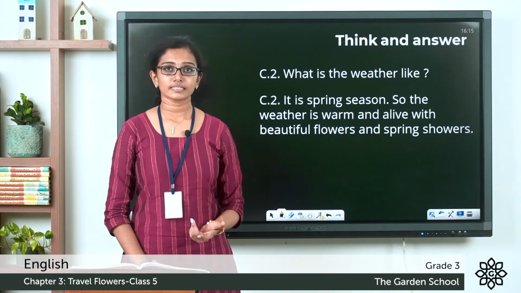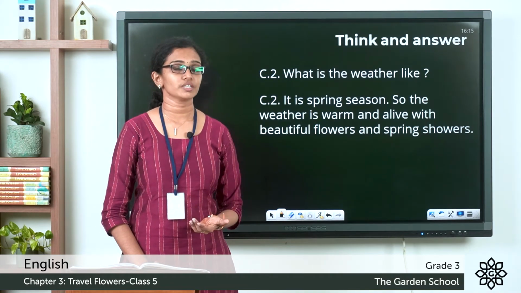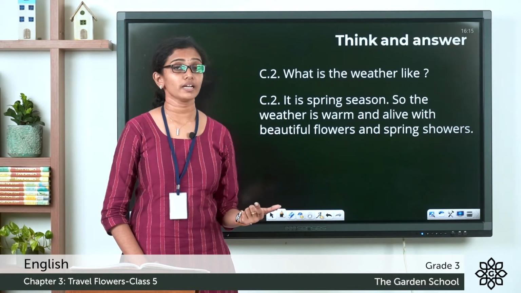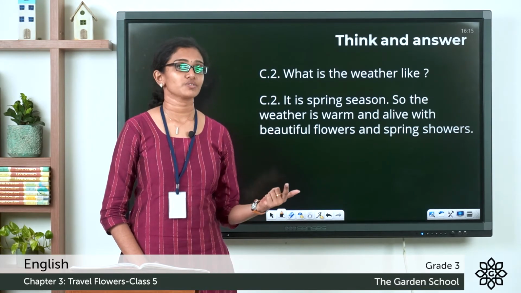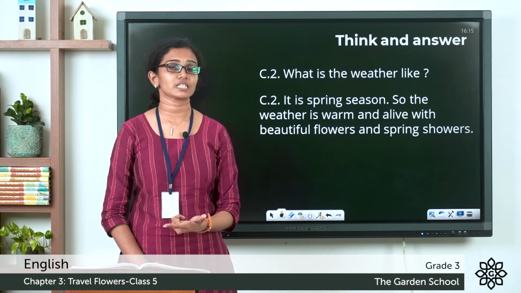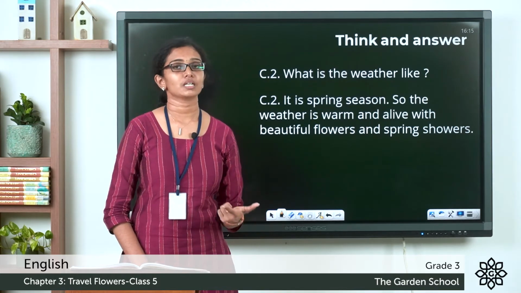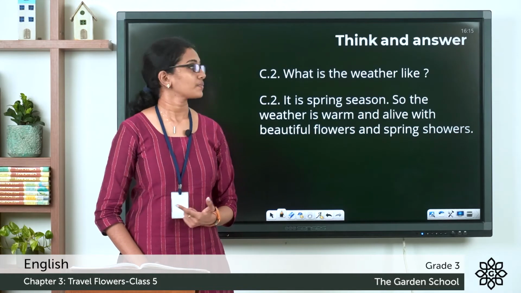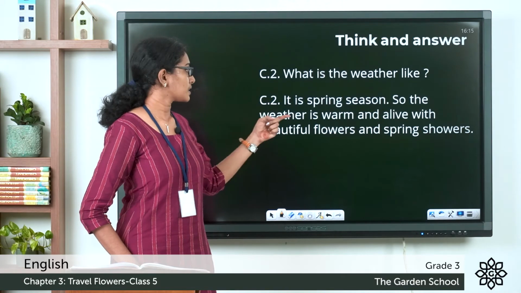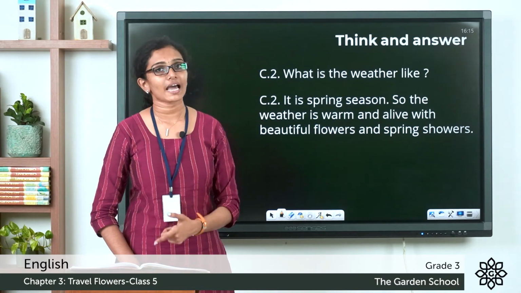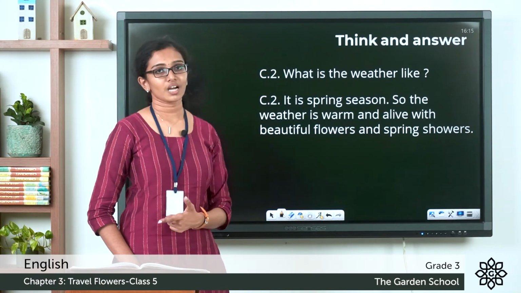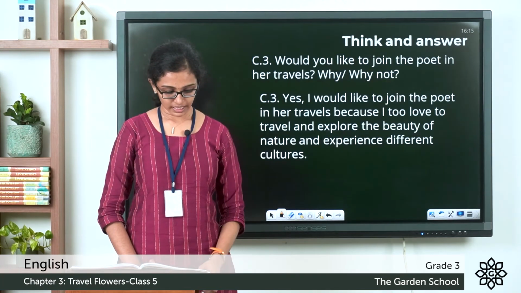So in the first stanza, the poet had mentioned the season. She has mentioned that the days were warm and she was traveling in the warm spring and summer days. And throughout the poem, she has mentioned the beautiful spring season. So what is the weather like? It was spring season, so the weather is warm and alive with beautiful flowers and spring showers.